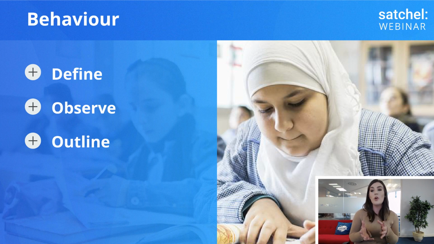Then we're going to outline. So draw up your class's behaviour policy, but take into consideration what you consider to be good behaviour, the types of behaviour that you want to rectify within your class, and also please be mindful of your school's behaviour policy and those expectations, because we want to make sure that we're being aligned with the bigger picture.